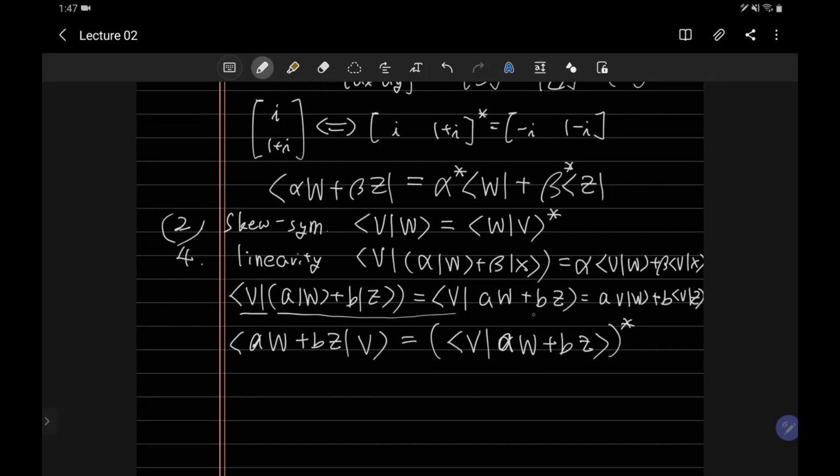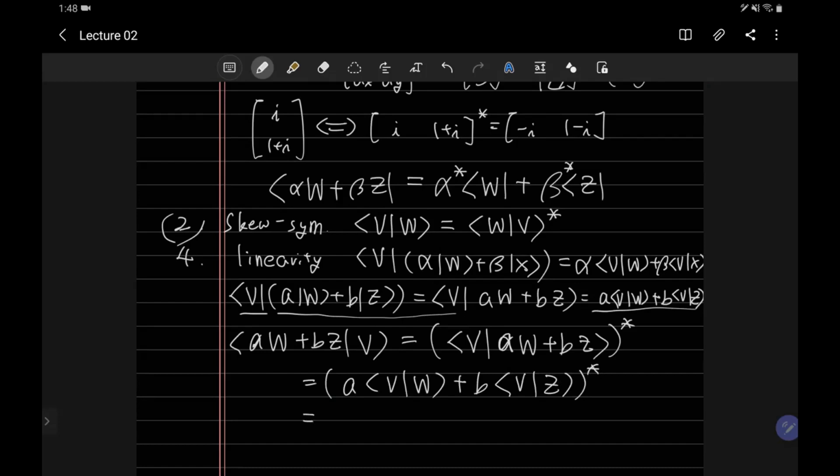From this relation, we also know that this one will turn into A, and oops, here was a V. So this will be V W plus B times V Z, and then the complex conjugation of the entire thing.